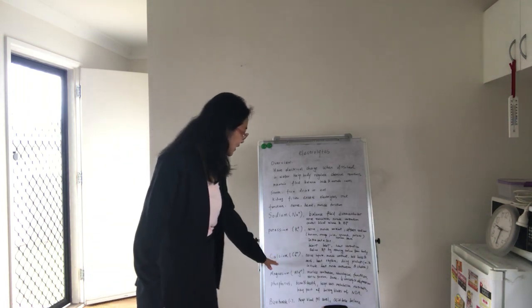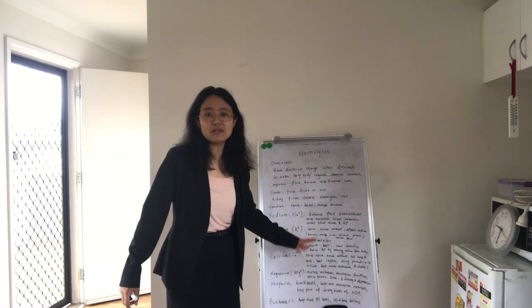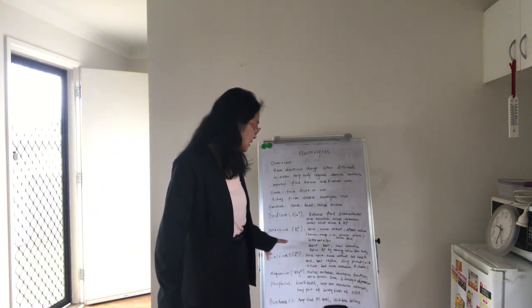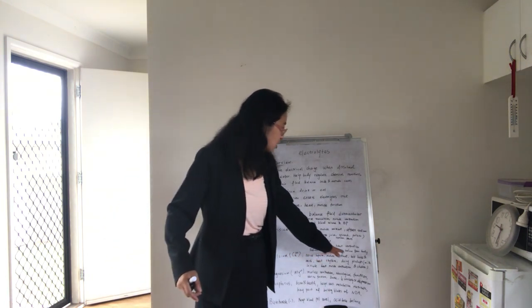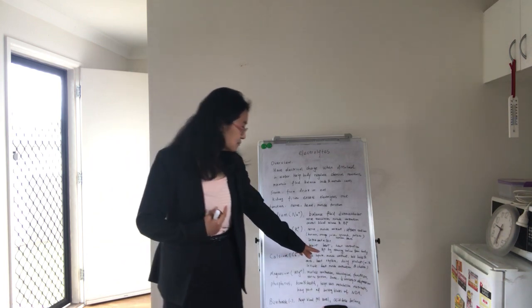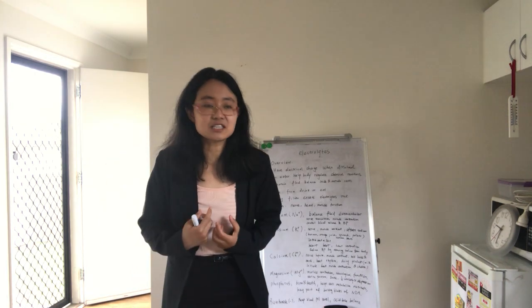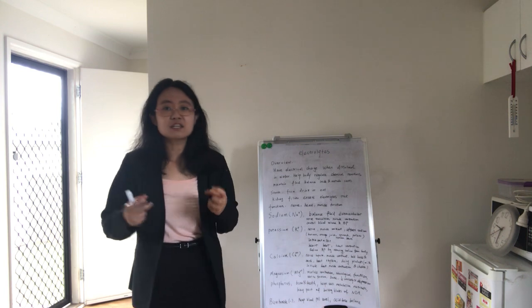Now next one is calcium. Calcium is also a very important electrolyte. Calcium can maintain good nerve impulse conduction, muscle contraction, and maintain a good heart rhythm. So calcium is also very critical to the heart. It can help the heart muscle to contract normally.